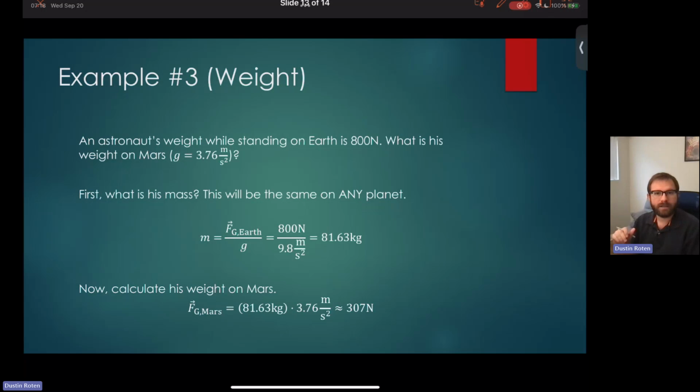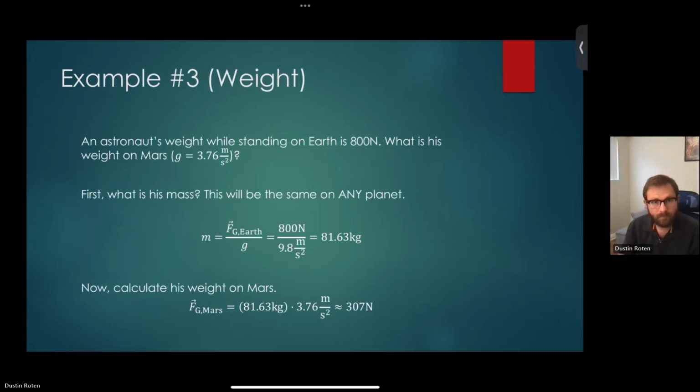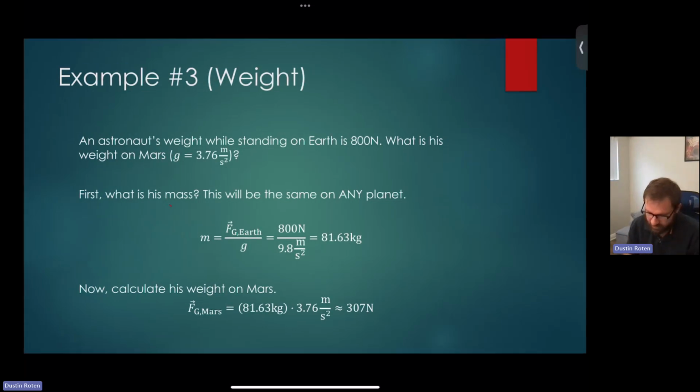Let's do just one quick example here. An astronaut weighs 800 newtons while standing on Earth. If he weighs 800 newtons while standing on Earth, what is his weight on Mars? The acceleration due to gravity on Mars is 3.76 meters per second squared. We know his weight is 800 newtons, but we need to find out his mass. How much of the astronaut is there? How much are we going to take with us when we go to Mars? That amount of astronaut we're taking will be the same on any planet.